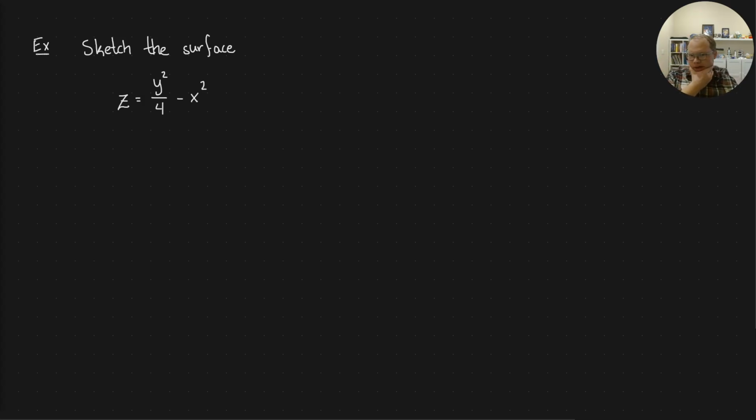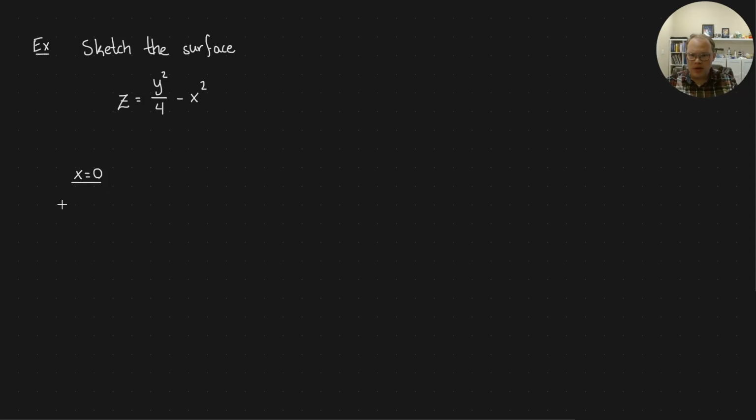Let's do another example. So here we want to sketch the surface z equals y squared over 4 minus x squared. Again, you probably don't have a lot of intuition for what this surface looks like. So we need to sketch some traces to get an idea of how this surface behaves. Okay, again, a good place to start: x equals 0, y equals 0, z equals 0. Let's look at the trace through x equals 0.